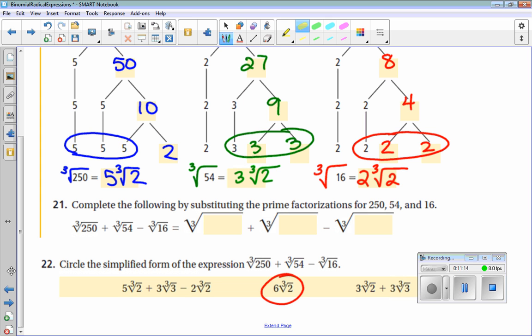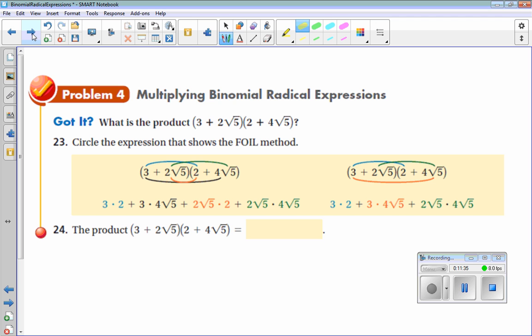Okay, do you understand how I got these 3 numbers, honey? All I did was I took the 5, the 3, and the 2. And if you look at the original problem, it was plus and then minus. 5 plus 3 is 8, minus 2 is 6. As soon as I reduced it, so what's underneath the radical was the same, I can combine them because they're like terms now. Okay?